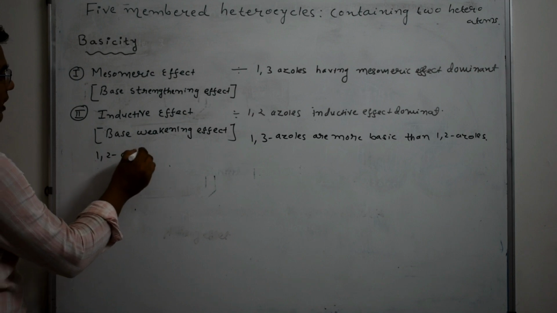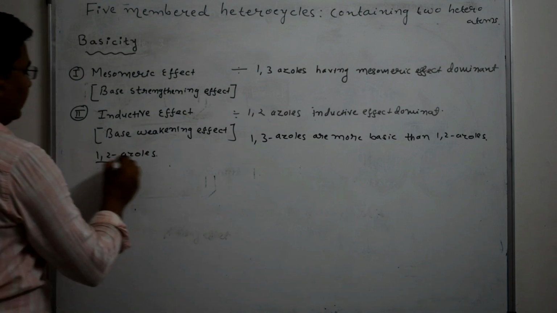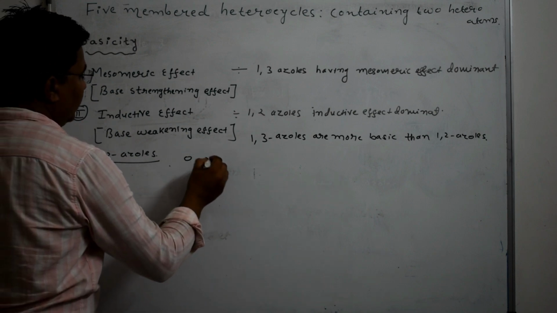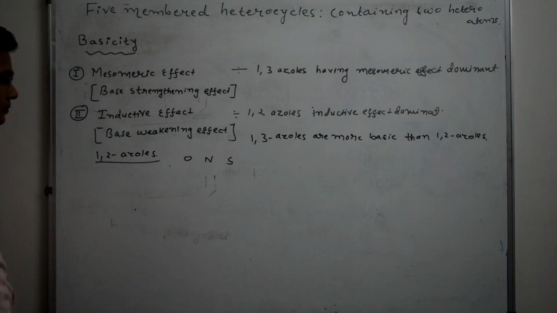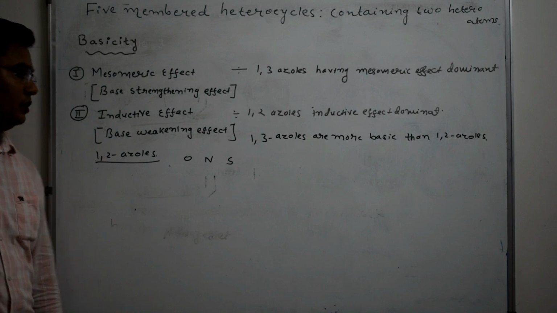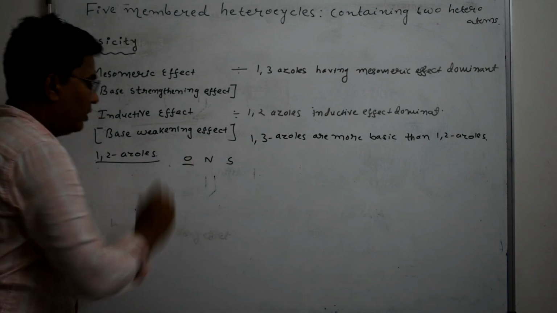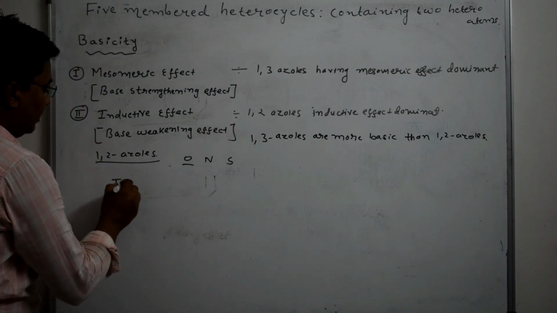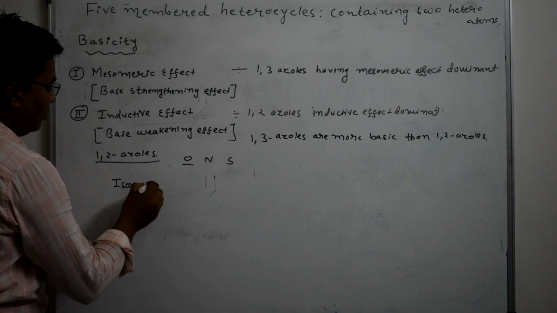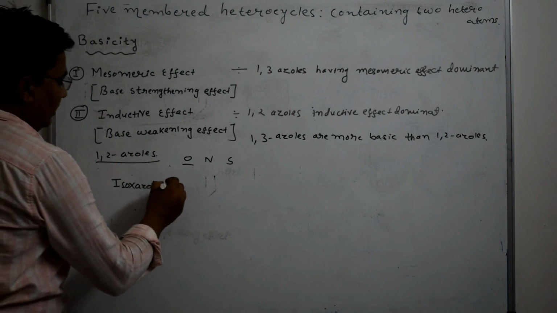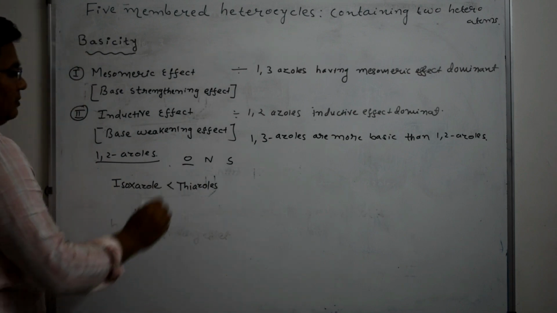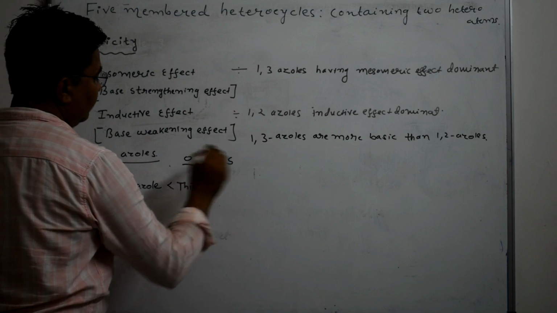Now if we go within the ring, let us start with the 1,2-azoles. In 1,2-azoles we have three rings: one containing an oxygen atom, another containing a nitrogen atom, and the last one a sulfur atom. This is similarly the order of electronegativity. Here oxygen is more electronegative, so among 1,2-azoles, isoxazole will be the least basic among all the rings. And then there will be the thiazole, as per the order of electronegativity.